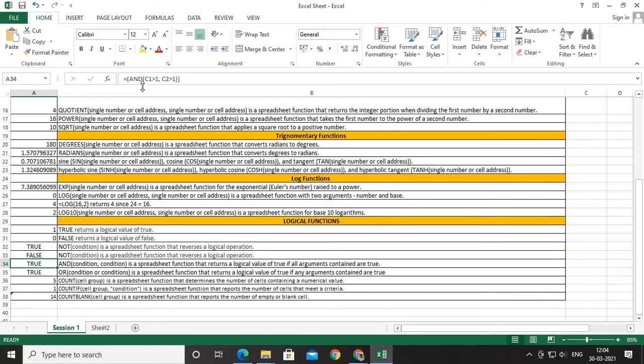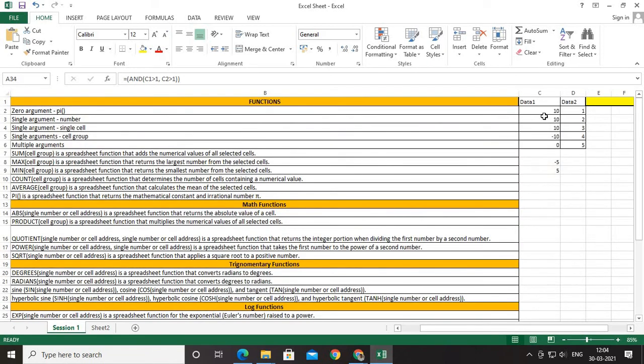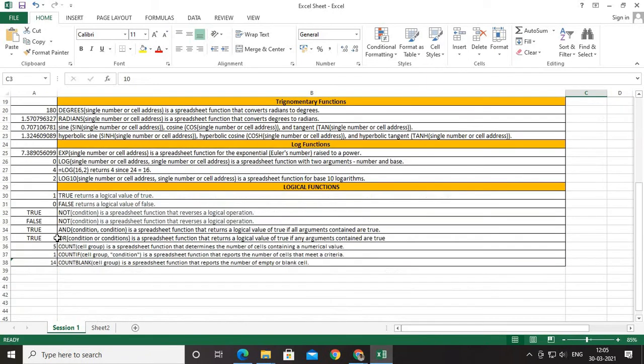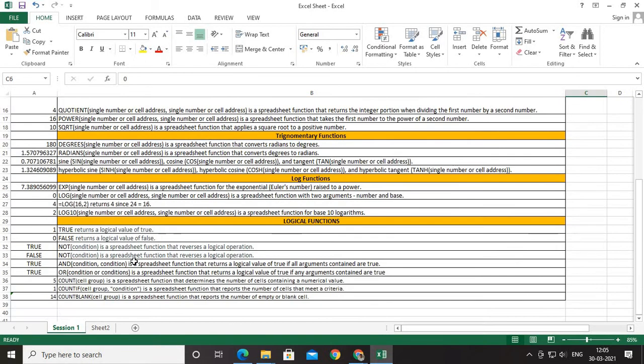And OR is also available. AND C1 greater than 1, comma C2 greater than 1, means both of these should be true for me to get the result as true. C1 should be greater than 1, C2 should be greater than 1, and both of them are met, and hence it is true. Or one of them should be true. If any one of them is true, C1 is greater than 1 and C6 greater than 1. I did not have anything in C6, I think I have 0 in C6, but still fine. One of them is met, hence it is true.